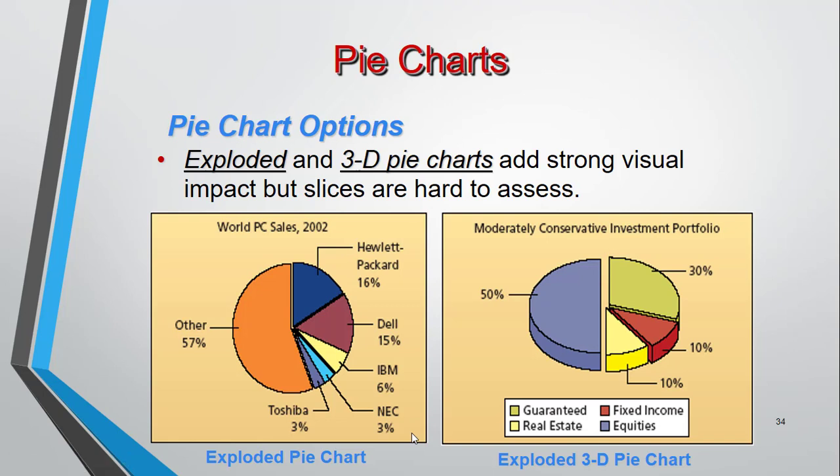And you can also use exploded and 3D pie charts that add some visual impact, but the slices are hard to assess, though. Like this one here, you can have many slices that are exploded, like the pieces of pie kind of exploded out. And you can have this 3D chart like this one, just like a cheesecake. It's called an exploded 3D pie chart.